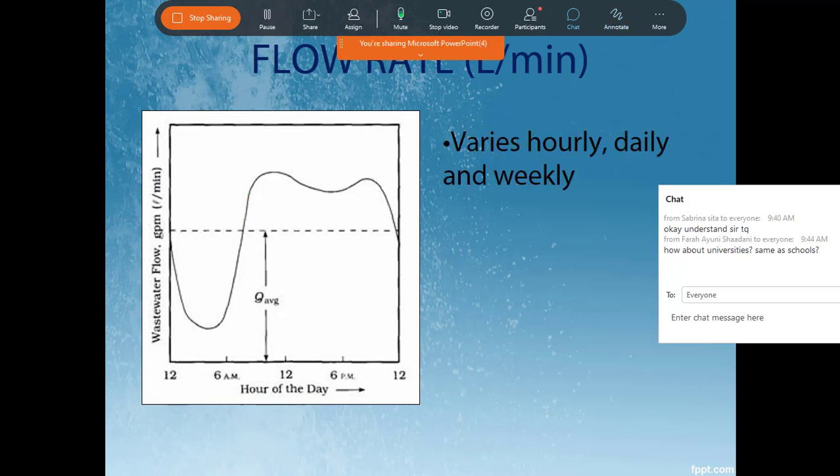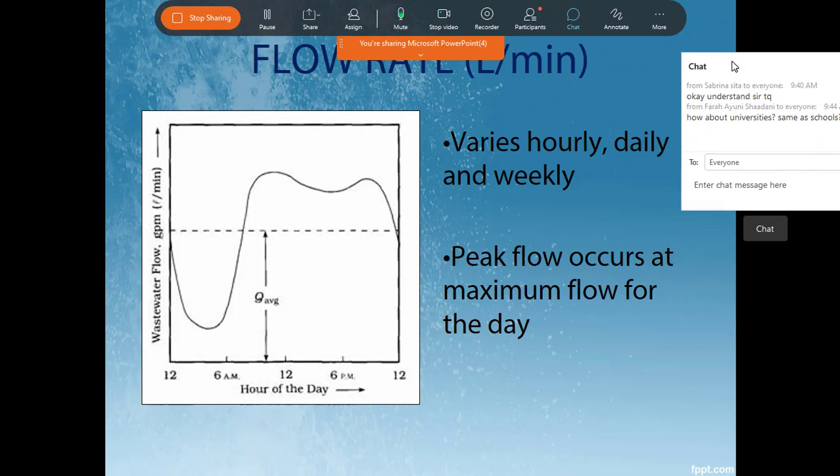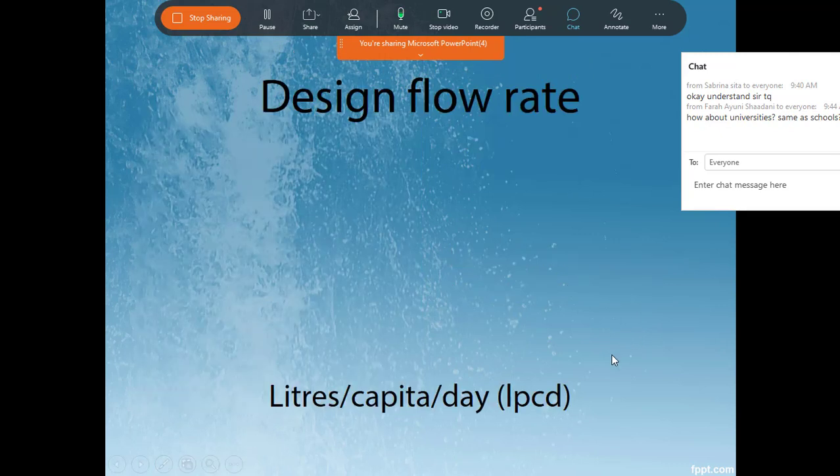So the pattern varies hourly, daily, and weekly, and also maybe monthly. And a peak flow occurs at maximum flow for the day, and that's what we have said just now. Now, what is the design flow rate? Is it the peak value or the average value, and why?